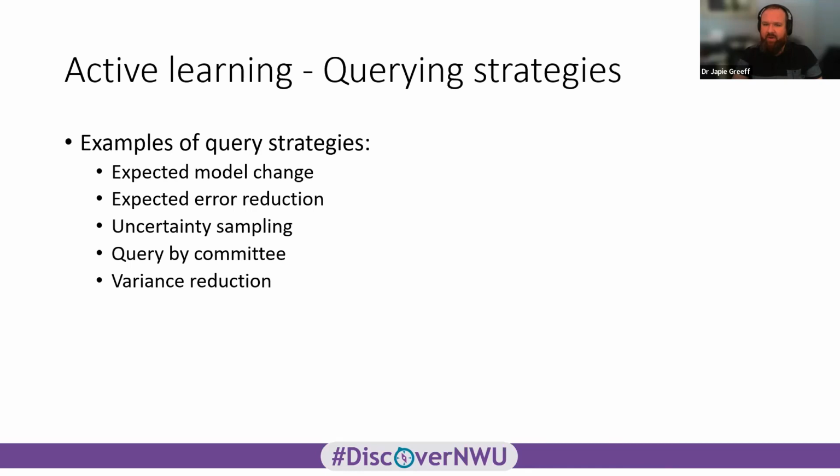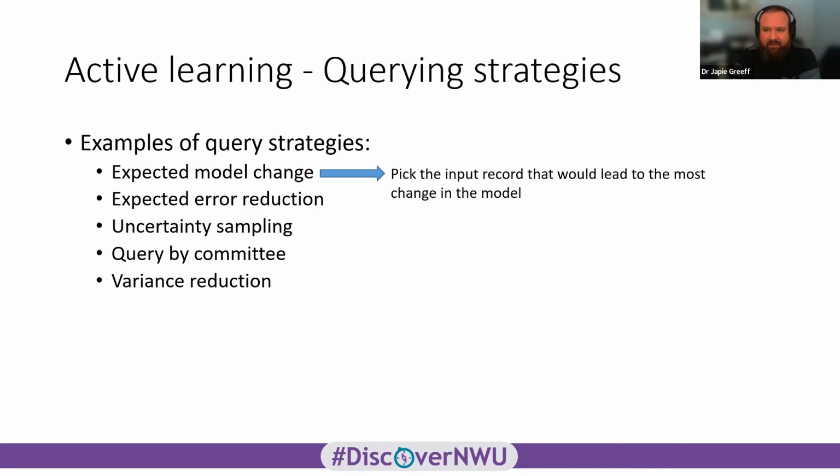So of those querying strategies, the expected model change strategy is that we're going to look at this unlabeled data and we're going to pick the record that would lead to the biggest change in the model. Okay, so we look through each of those records and we say, how much change would happen inside of our model if we were to look at this record next and add it to our labeled set of data. Okay, so that's one.